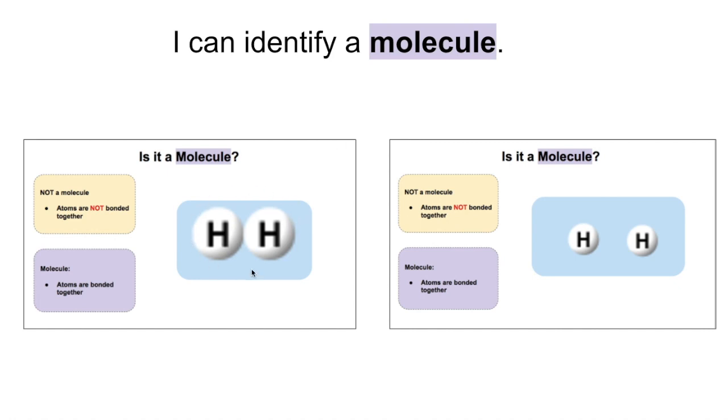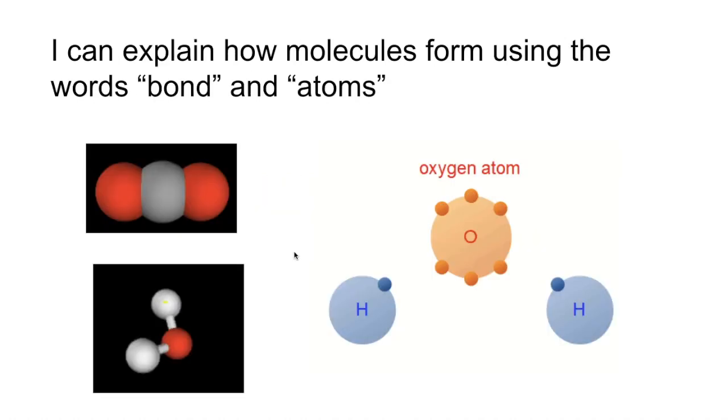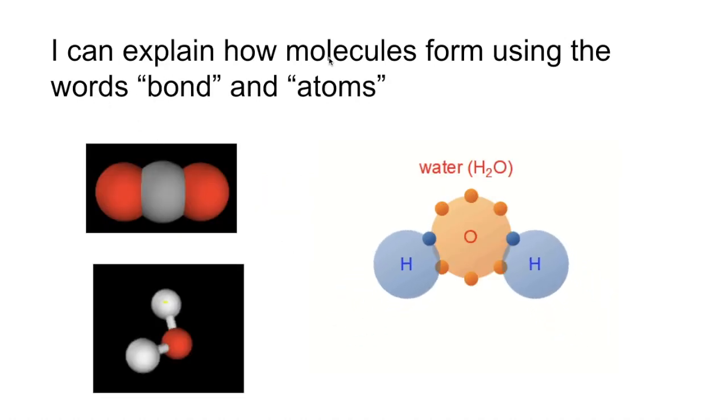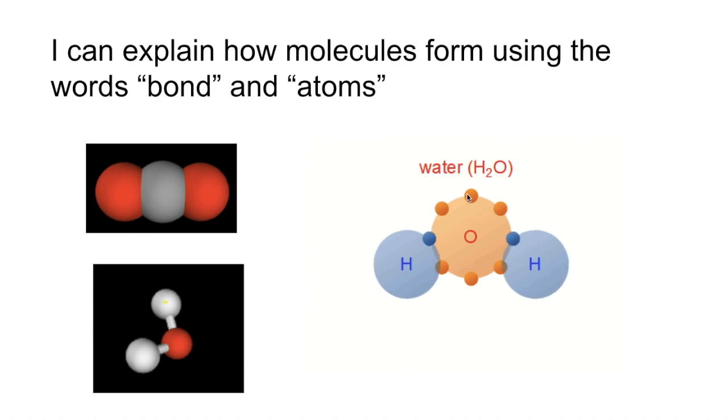At this point, you should be able to identify a molecule. Remember, the atoms have to be bonded for it to be a molecule. You should also be able to read the subscript, or the small numbers, in a chemical formula. For example, water is H2O, that means 2 hydrogen atoms, and 1 oxygen atom. Finally, you should be able to explain how molecules form using the words bond, which means stick together, and atoms.